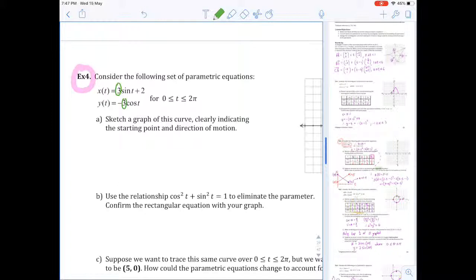You should be able to realize that because the x values are going to oscillate, we're starting at 2 and we're oscillating to a maximum of 5 and a minimum of -1. The y values are going to oscillate between 3 and minus 3, and so hopefully you realize rectangularly the shape that has a radius of 3 is of course going to be a circle.